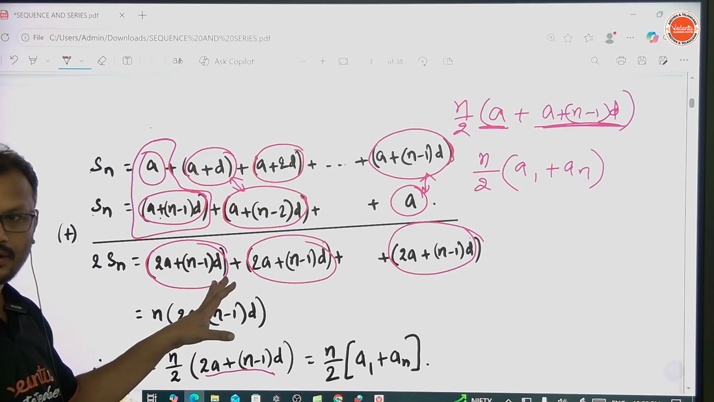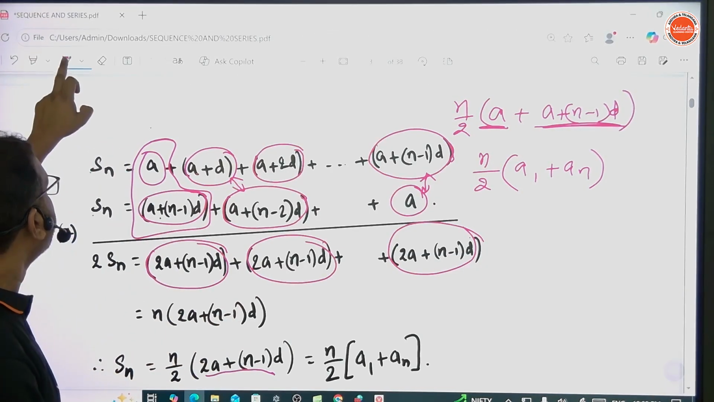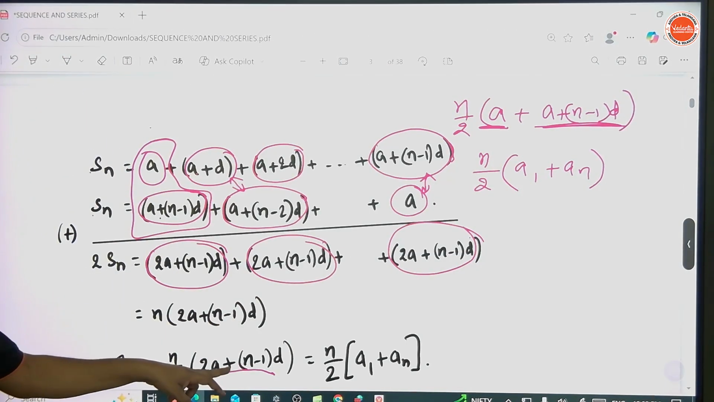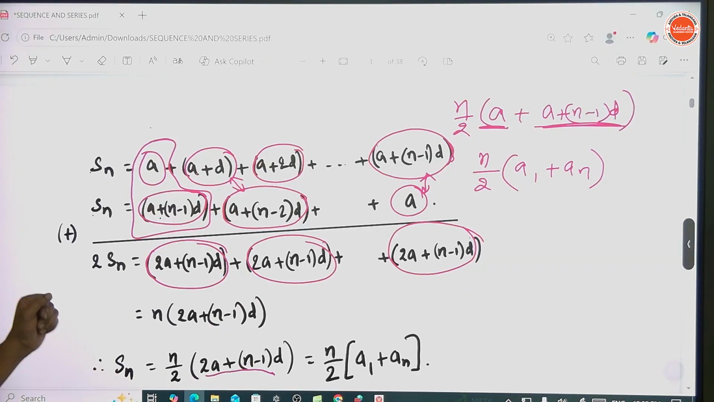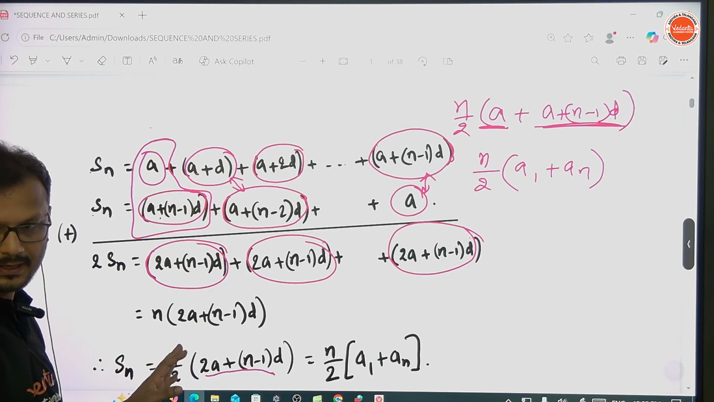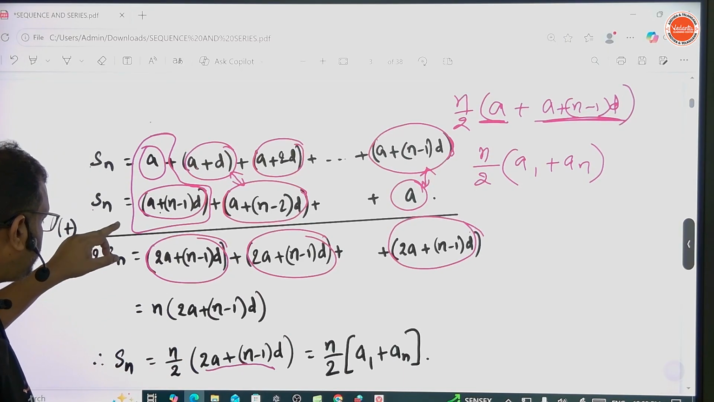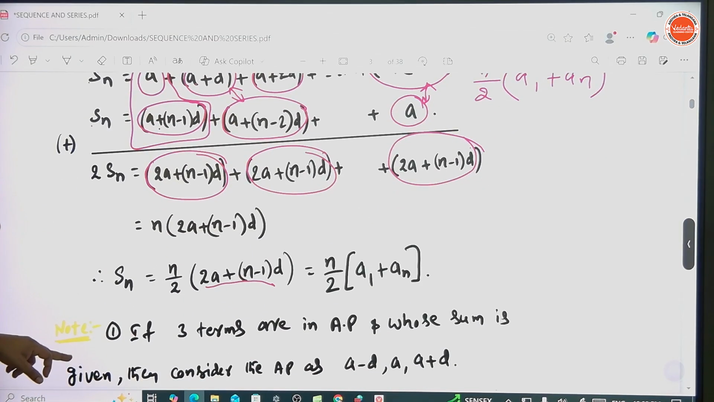Now you got the idea, right? How you are getting that value? It is just simplification only. It's clear, no? So the sum of n terms will finally be n by 2 into 2A plus n minus 1 into D. Okay.